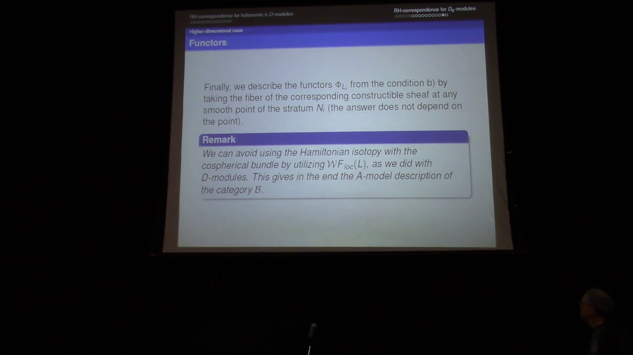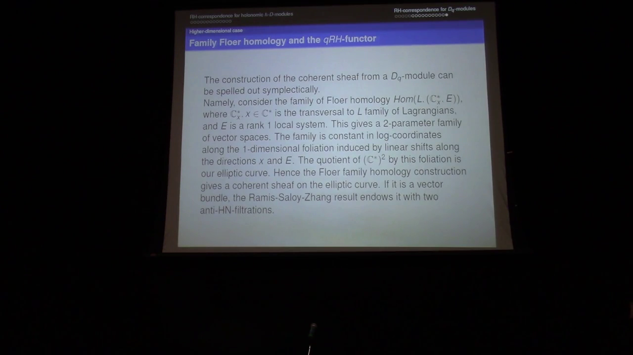And the remark is that, again, if we settle all foundational questions about the partially wrapped Fukaya categories, then we can avoid this use of constructible sheaves and contact isotopy with the cotangent bundle and work directly with the partially wrapped Fukaya category of our Lagrangian subvariety. Well, I believe this is the final slide. It just repeats what I said before about the actual construction of 2D modules using the family of Floer homology type procedure.